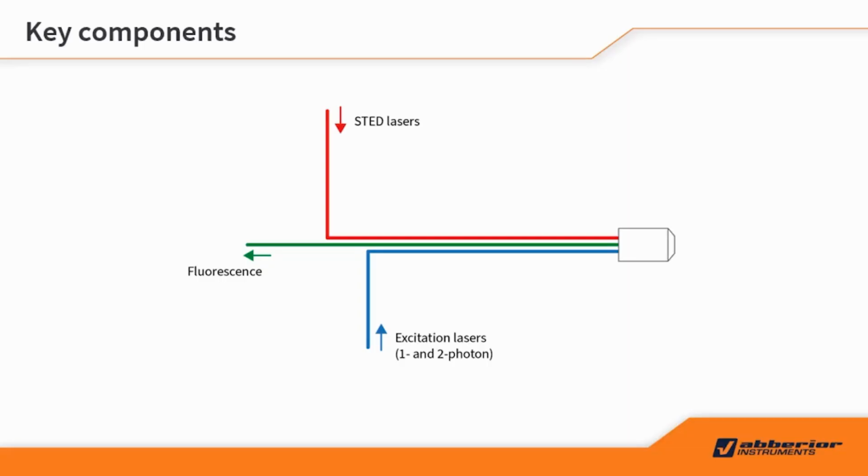What you see here is a schematic view of a laser scanning microscope, a STED microscope. So we have STED lasers being directed towards the objective lens and the sample. We have excitation lasers for 1 or 2 photon excitation, and of course fluorescence comes back from the sample and is directed towards filters, pinhole, and detectors.